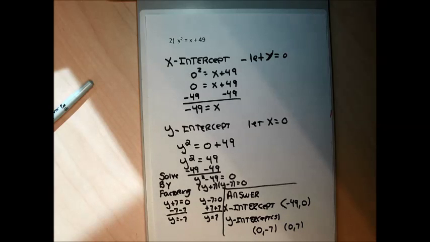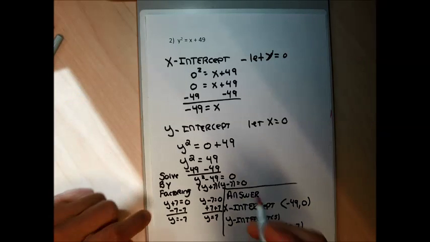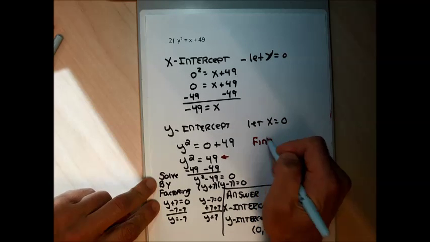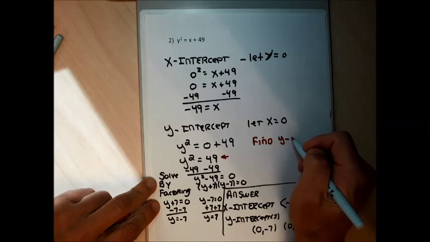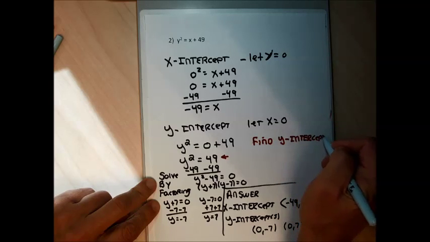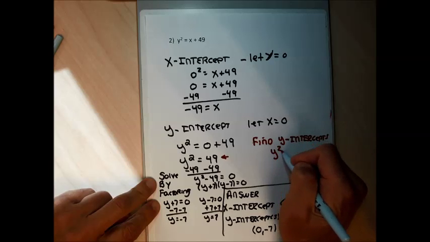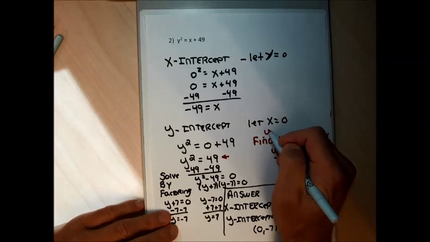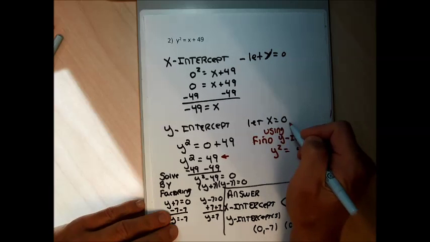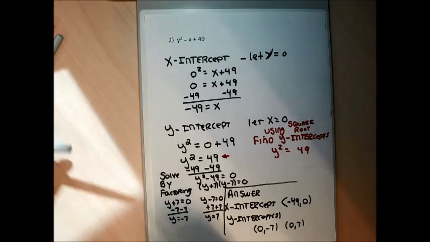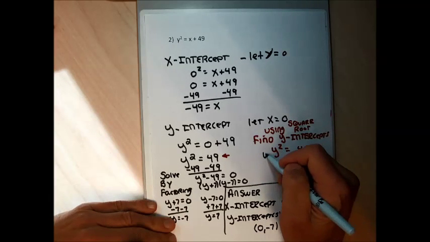The alternate way to find the y-intercepts, when I got to this point, I could have found the y-intercepts by the square root method. And this is the quicker way to find the y-intercepts. Once you had y squared equal to 49, you could have solved with square roots. But you have to be careful. When you introduce a square root into a problem that doesn't start off with a square root, you have to put a plus or minus on one of the square root symbols.